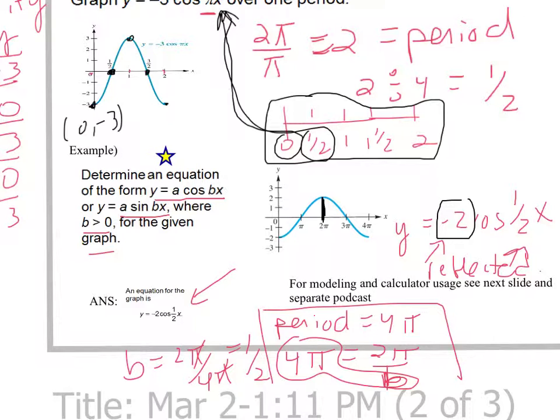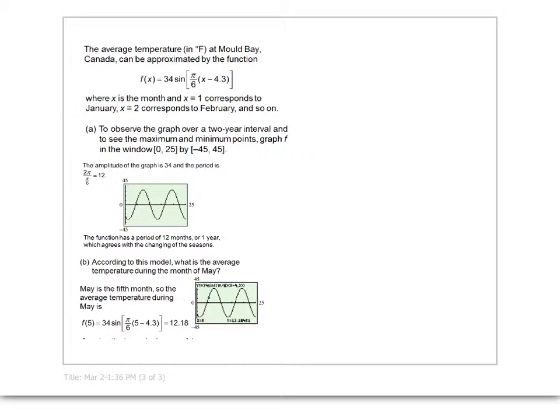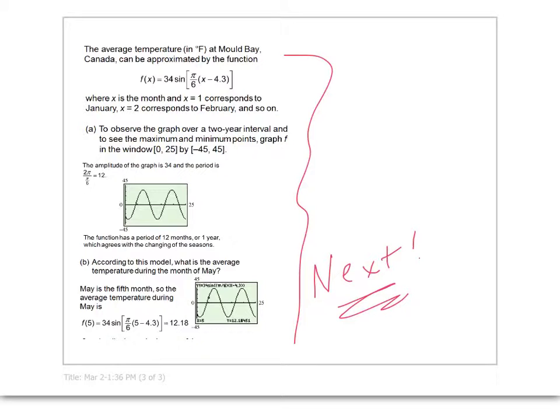Now we do have one other slide, but I think I'm going to save that for a separate podcast. I think it's on using graphing calculators. Yeah, so slide 3 here is on graphing calculator usage. So look out for this on the next podcast. Okay, we'll try to play with our calculators. All right, good luck out there.